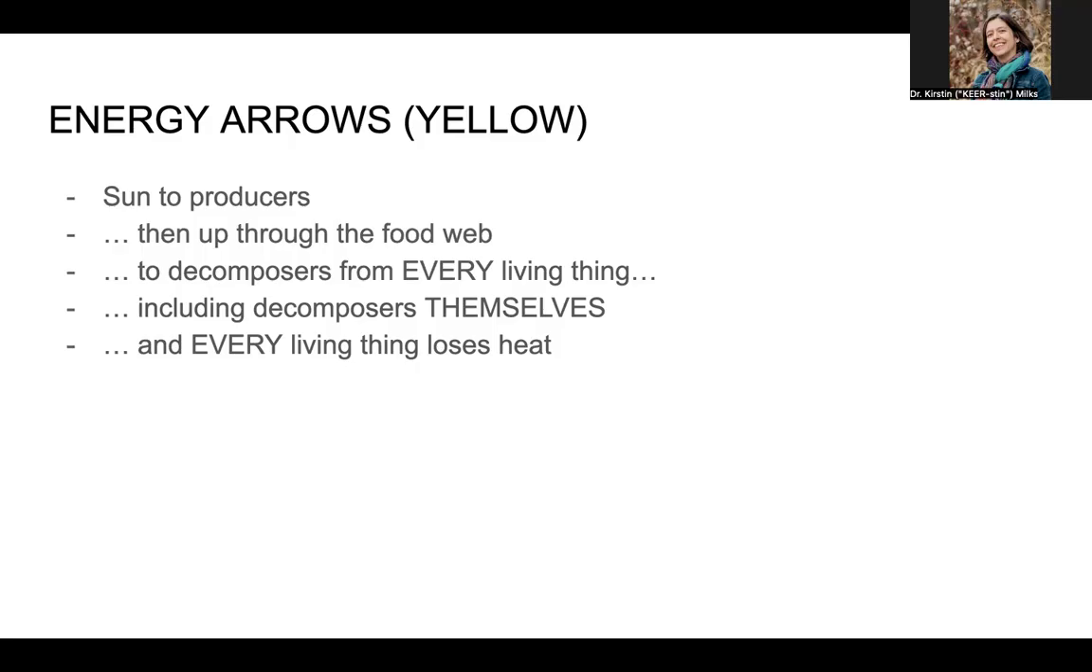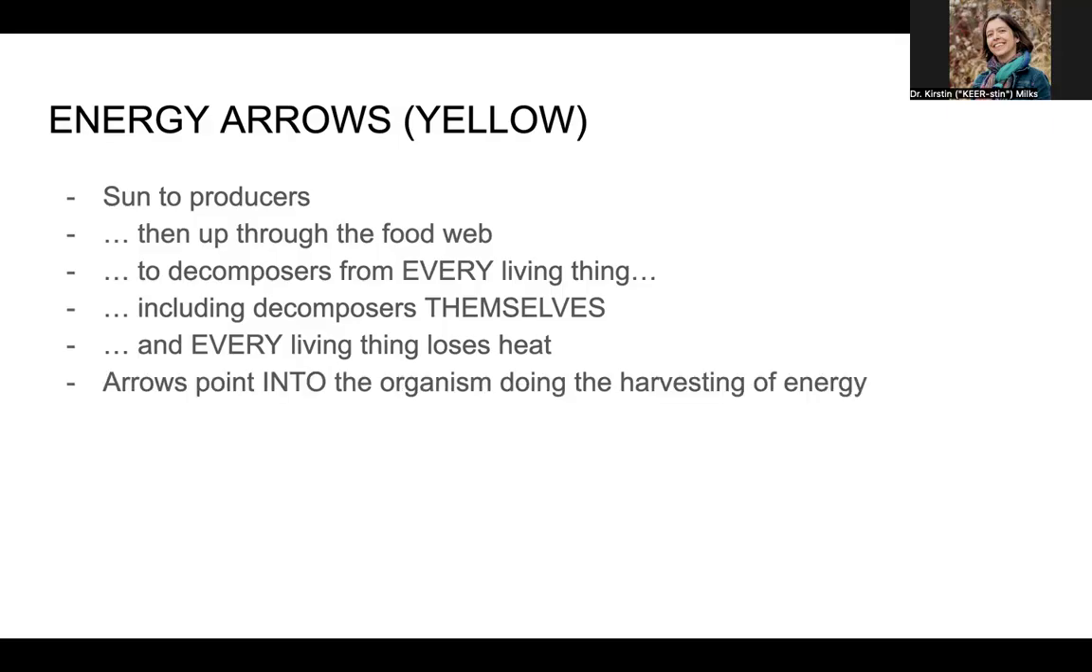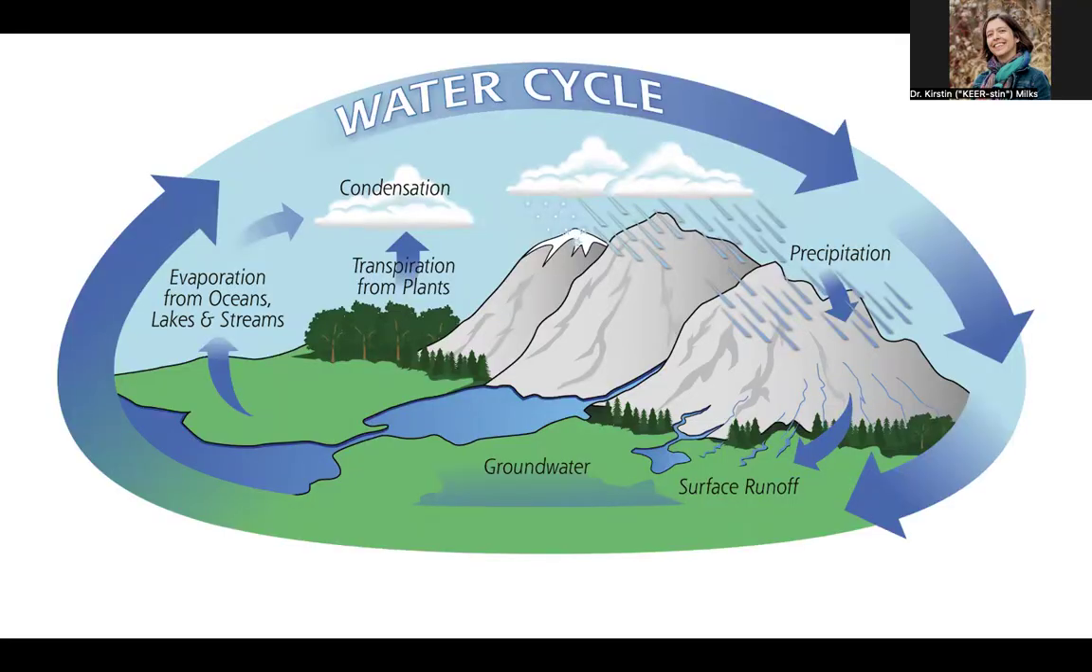And then the other piece that we looked at in one of these is that every living thing loses heat. So you've got to have an arrow coming away from every living thing out someplace into the general atmosphere for heat. Atmosphere, dirt, wherever it is, ocean. And then reminder, arrows point into the organism doing the harvesting of energy, just like me looking at a carrot and putting it into my face. Love eating carrots. Okay, now the next order of business is the water cycle.